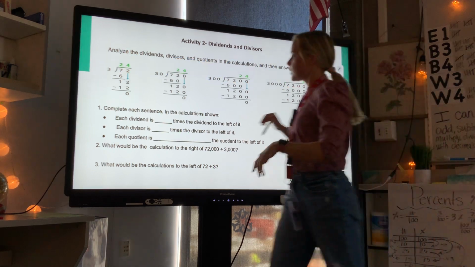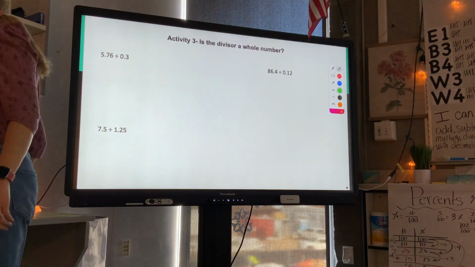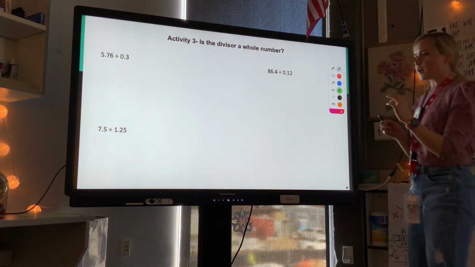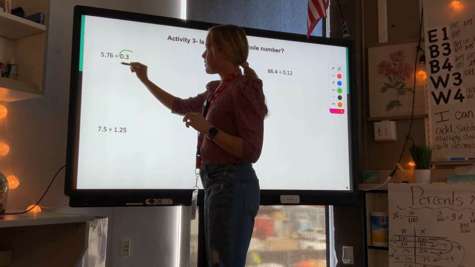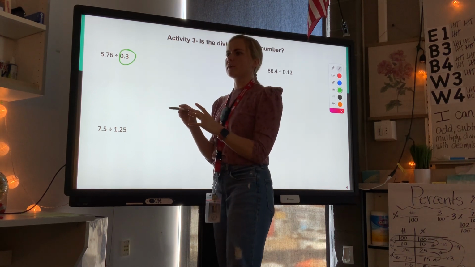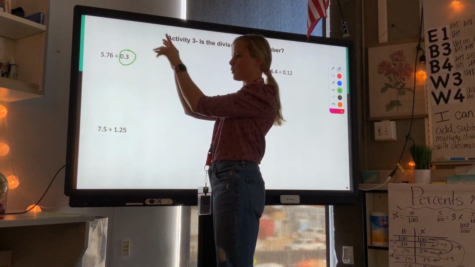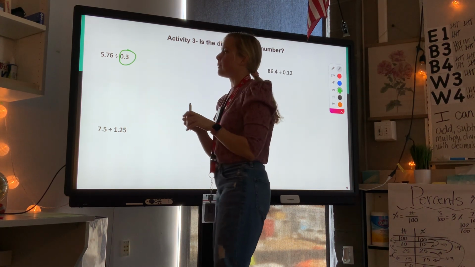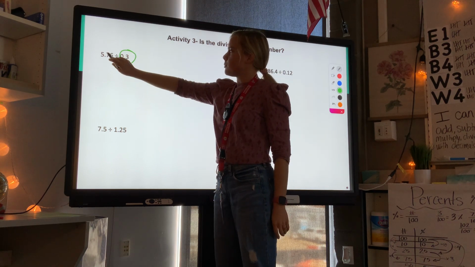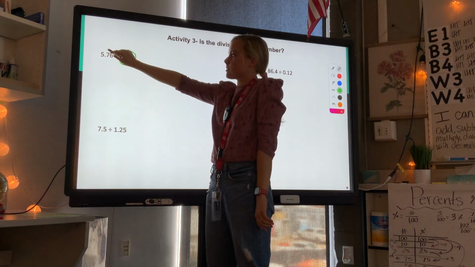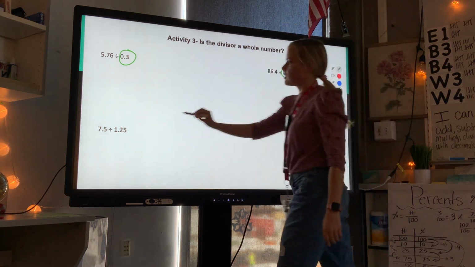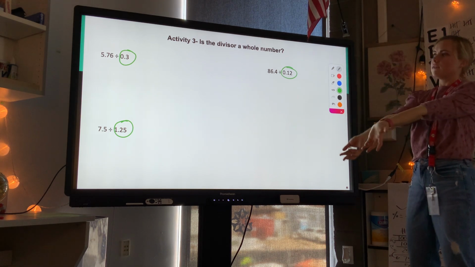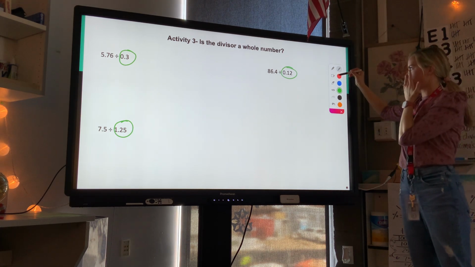So we are going to use that knowledge to do some division practice. Activity 3, is the divisor a whole number? The whole point when we divide with decimals is we want the second number, the divisor, to be a whole number. To do that, we need to move the decimal or multiply it by 10, 100, 1000 to make it a whole number. And if we make this a whole number, then we need to move the dividend the same number of spaces. So we're going to be focusing on the divisors. Only the divisors need to be a whole number. The dividend might, but it may not. So it just has to be the same number of times.